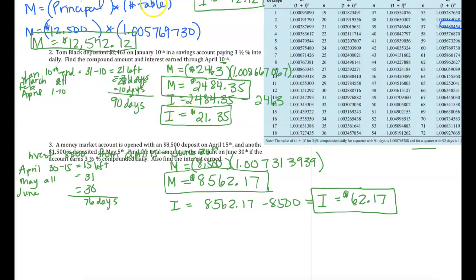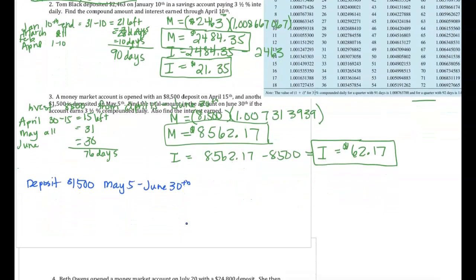In the second part of the account, we have money that was deposited on May 5th. So we have a deposit of $1,500, and that's in there from May 5th all the way to the end of the account on June 30th also. So similar to how we calculated a minute ago, we need to find out the number of days to be able to look in our chart.